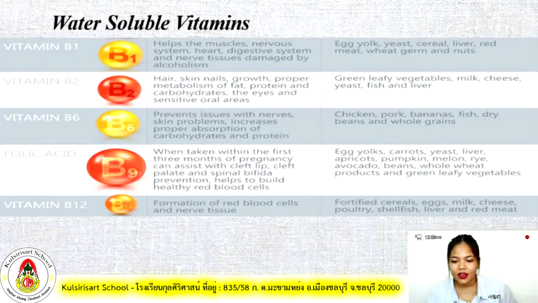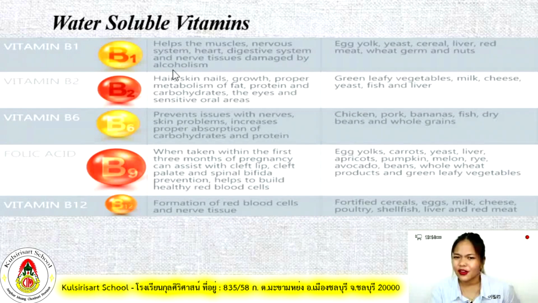Same as the other table a while ago, we have here the list of the vitamins, the function, and the food sources. The first one is vitamin B1. Vitamin B1 helps the muscles, nervous system, heart, digestive system, and nerve tissues damaged by alcoholism.